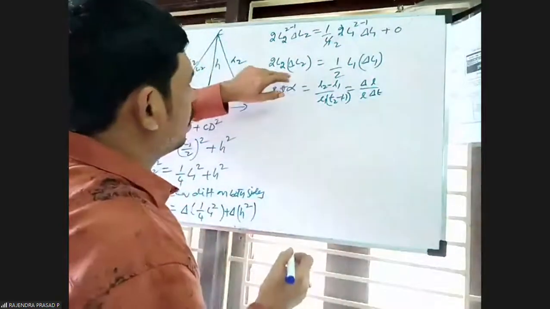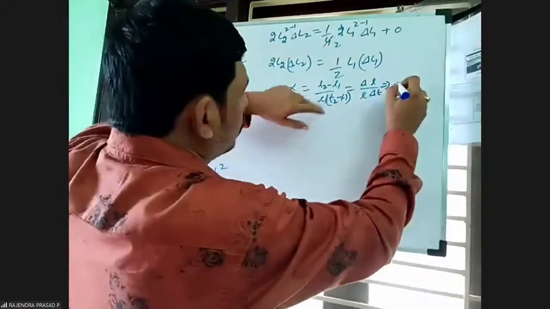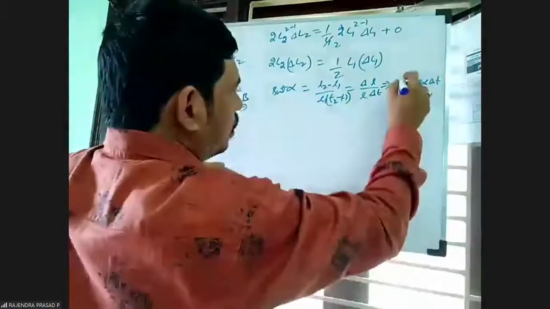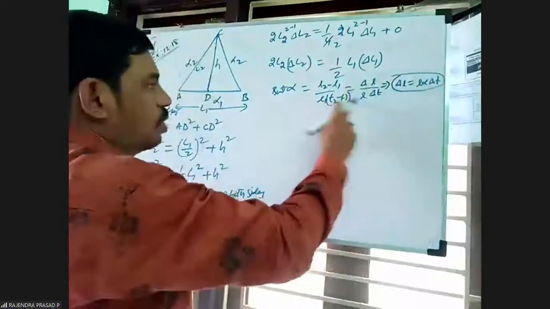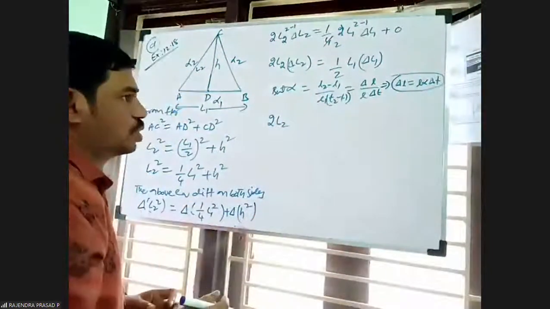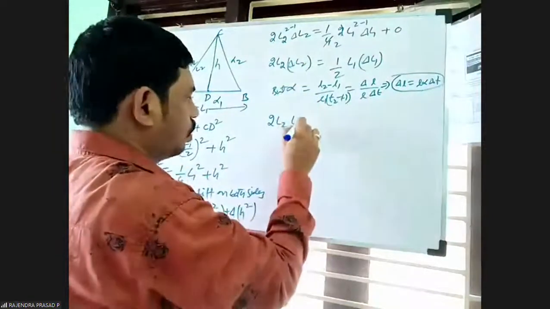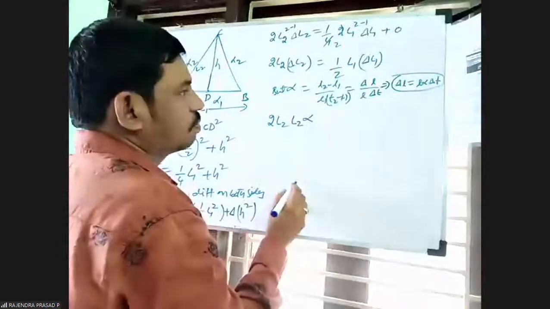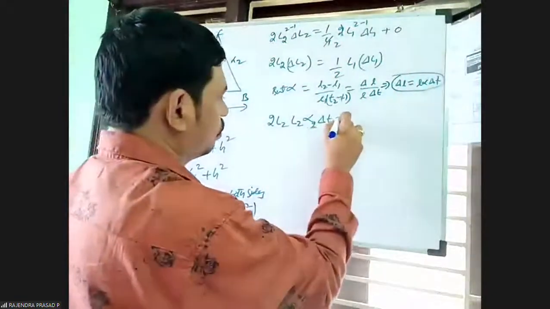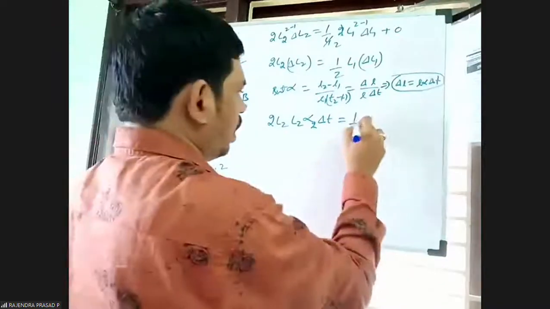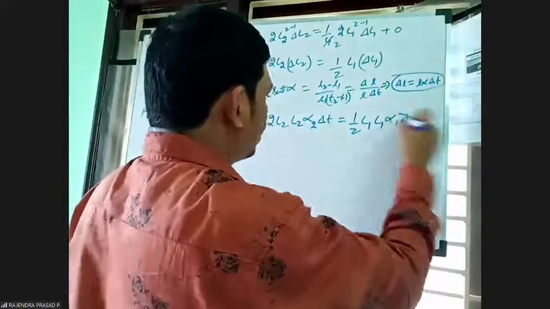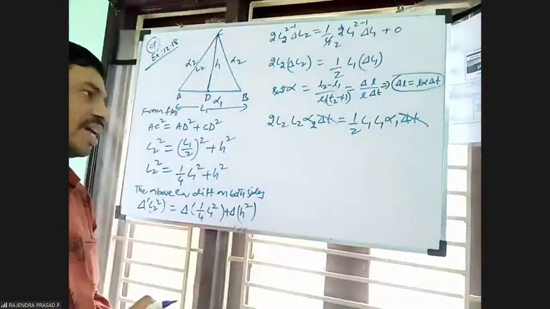Same formula. What is the delta L? Delta L is equal to L alpha delta T. So 2 L2 into L2 alpha 2 delta T equals 1 by 2 L1 into L1 alpha 1 delta T. Delta T is the same temperature, so delta T cancels.